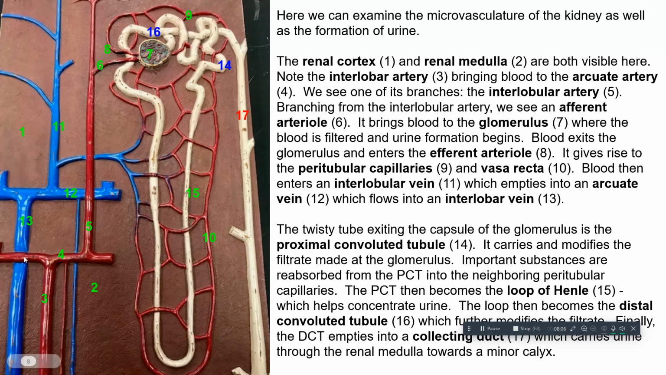This is the arcuate artery. This is the arcuate vein. Here is an interlobar artery. Interlobar brings blood to the arcuate. Arcuate branches to give me an interlobular. Now, what I'm going to see here are some of the microscopic vessels coming off the interlobular vein. Number 6 here, this is an afferent arteriole. It goes to a ball of capillaries called the glomerulus.